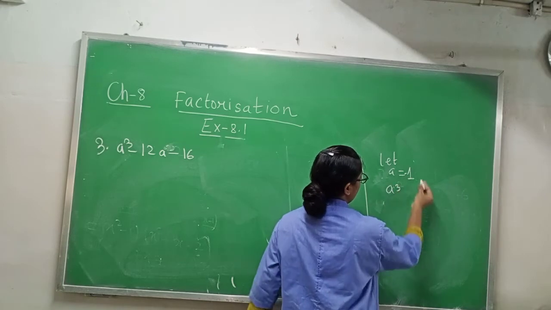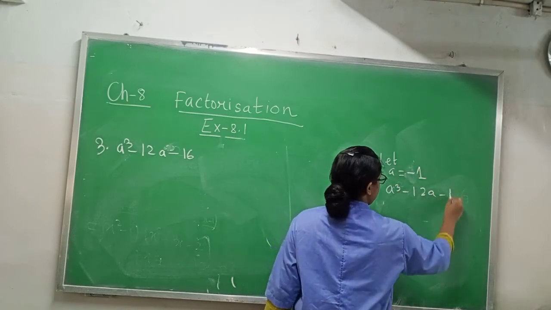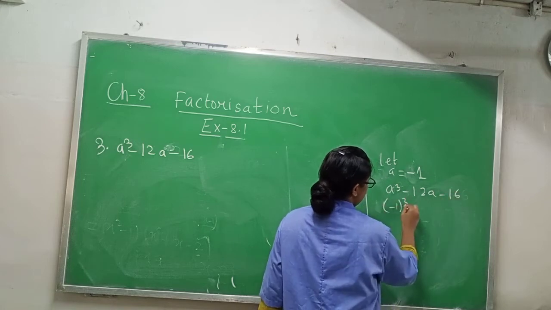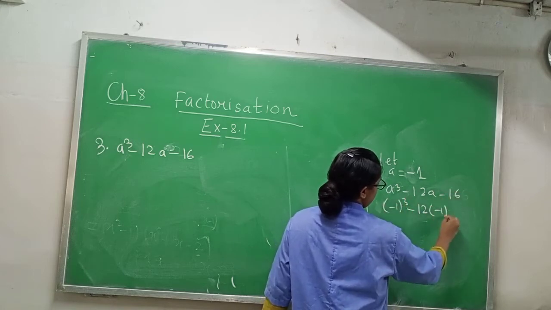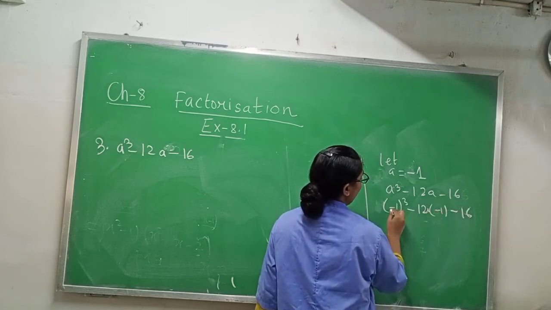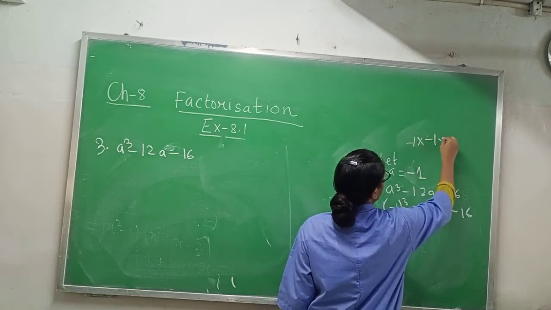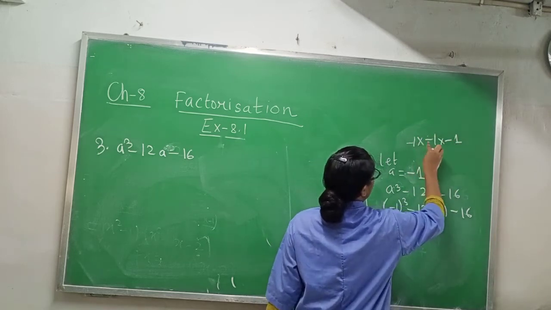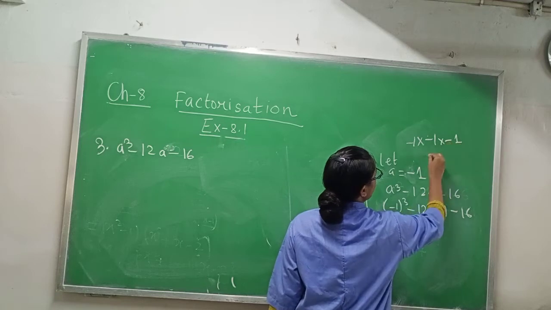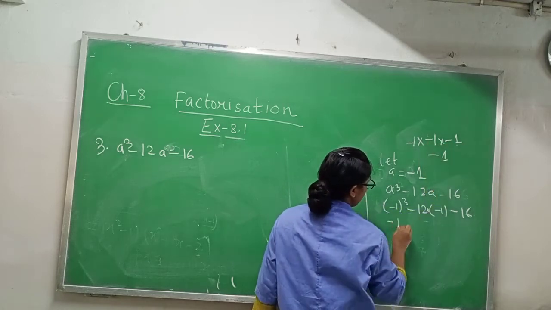Now again I am taking minus 1. a value minus 1. Why am I writing the bracket? Because there is a minus sign. So minus 1 cube. Minus 1 cube means minus 1 will multiply 3 times. Minus minus plus, plus minus minus. 1 into 1 is 1, 1 into 1 is 1. So we will get minus 1.